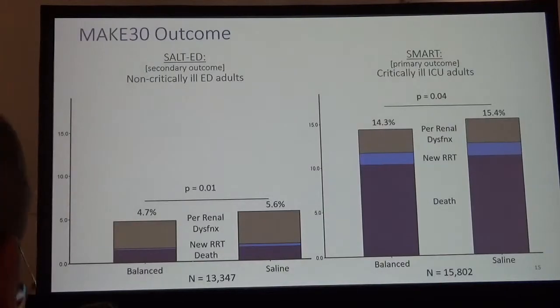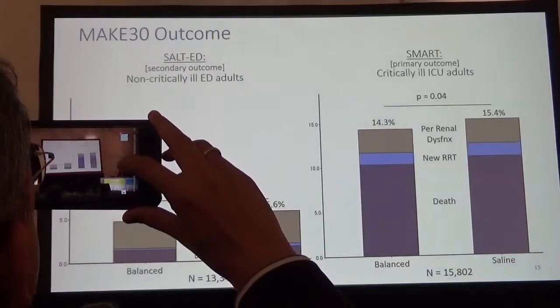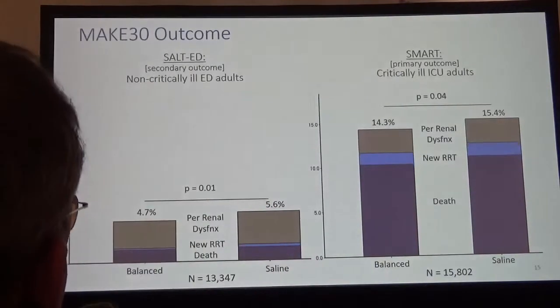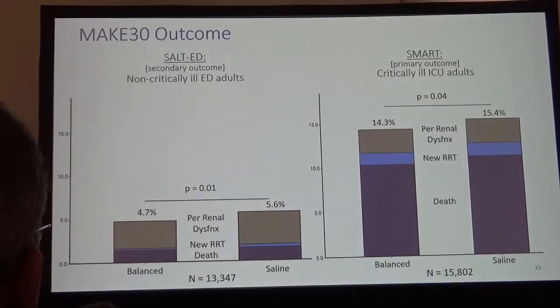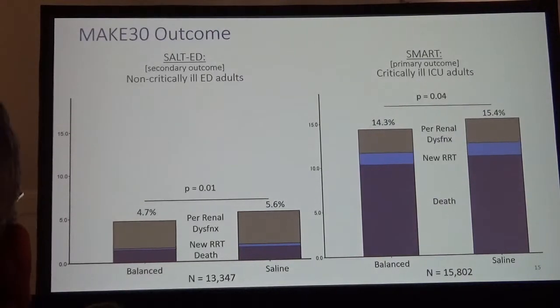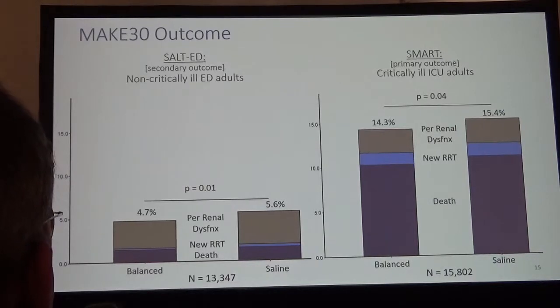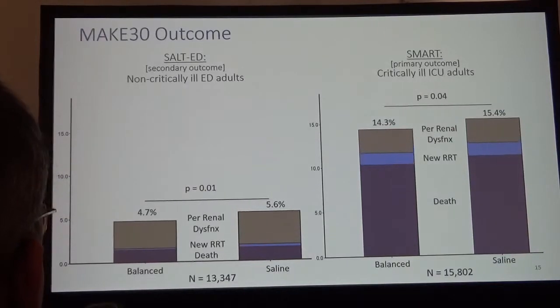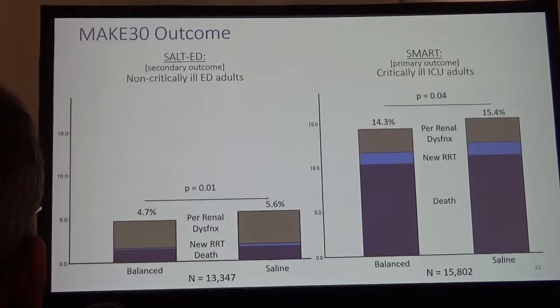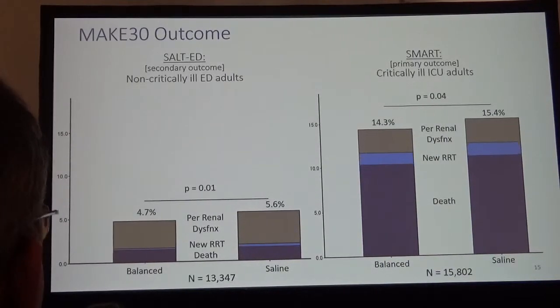And here's probably the most interesting outcome, and we can speak on this as long as anybody would like. So in the non-critically ill emergency department patients, remember, treated with saline or a balanced solution, largely lactated Ringer's, in about 13,000 patients, we saw a difference in the MAKE-30 outcome. So those treated with balanced crystalloids had a 4.7% incidence of this MAKE-30 composite renal plus death outcome, compared to 5.6% with saline, and in this very large sample size, that is statistically different.